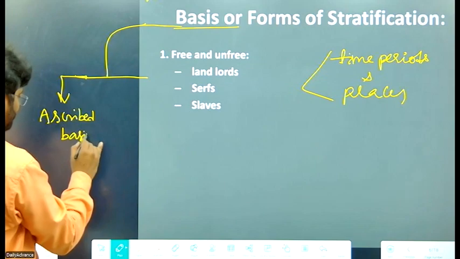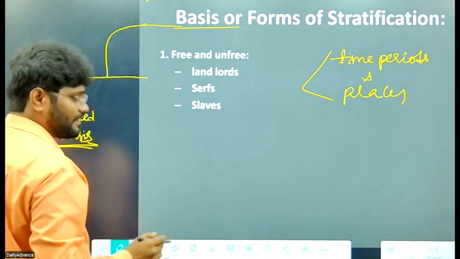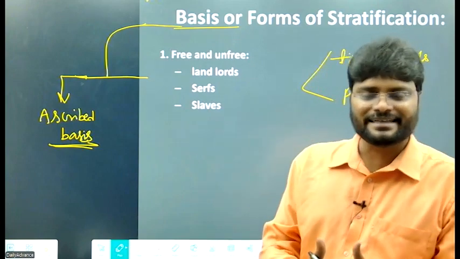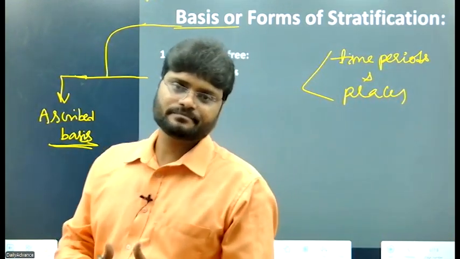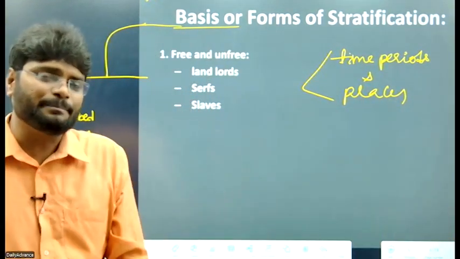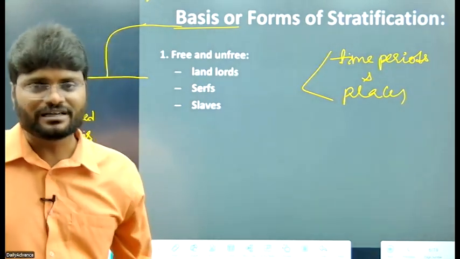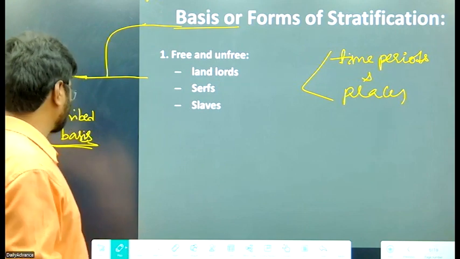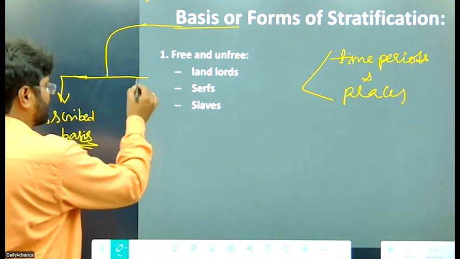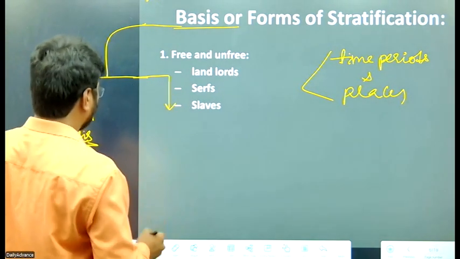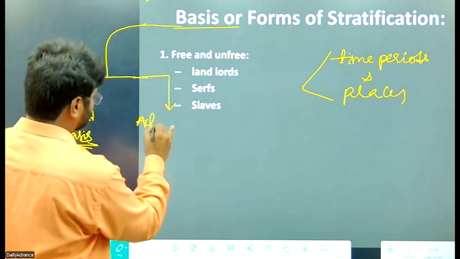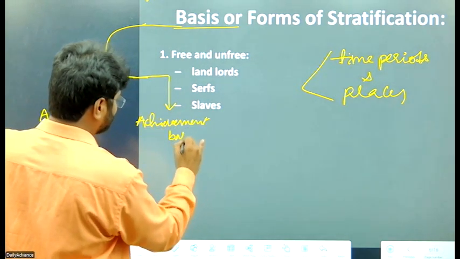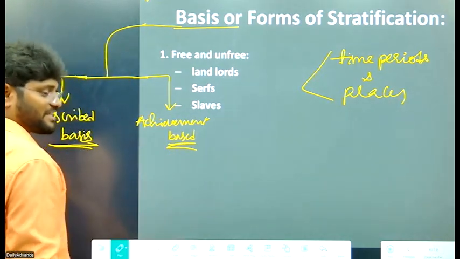That means if you are an individual born in a society, by birth itself you get a place in the hierarchy. The birth decides the place in the hierarchy, which we call ascribed status in the stratification. And the second one is achievement-based position within the stratification.